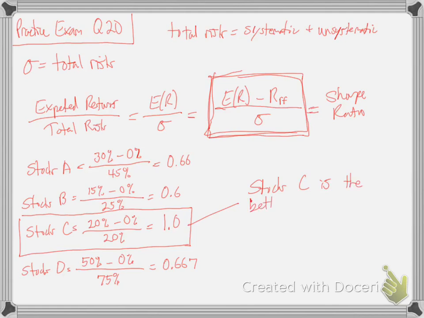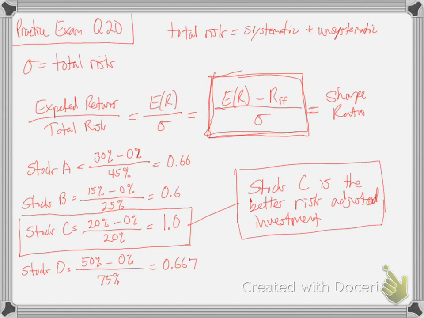So I'm going to say stock C is the better risk-adjusted investment. And stock C is answer B. Okay, so that is question 20.